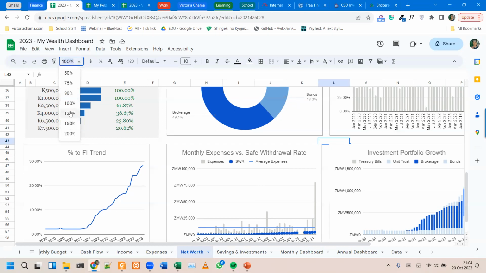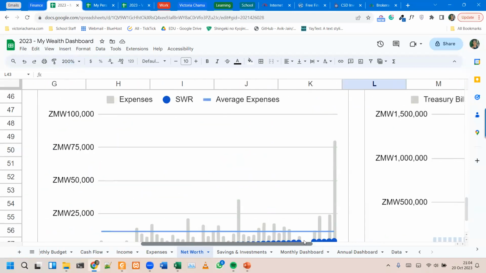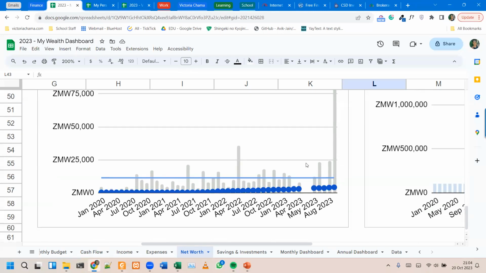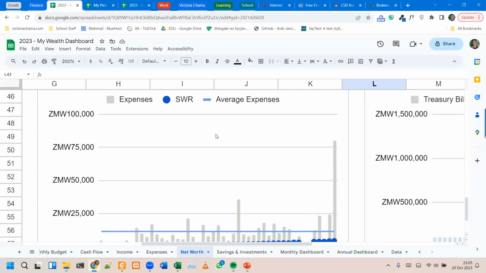So let me zoom in so that you can see that I have zoomed. So you see this, what do we call it, bar graph that has been created. Monthly expenses versus safe withdrawal rate. So what this simply shows is this blue line shows your target. This is where you want to reach to have constant income, to have financial independence. And these gray ones are your expenses. And then this blue round dot is your safe withdrawal rate.